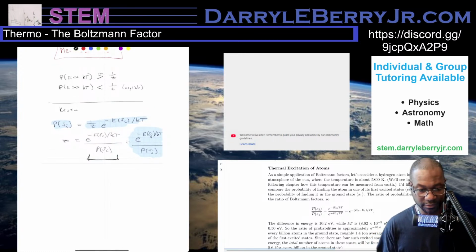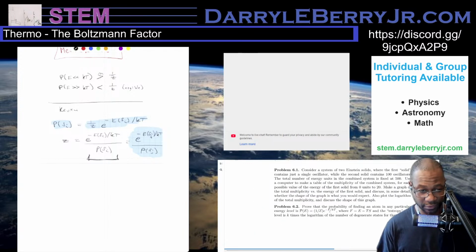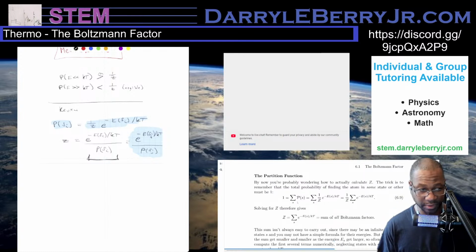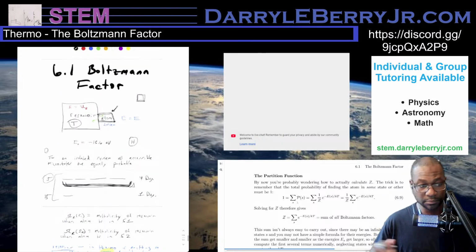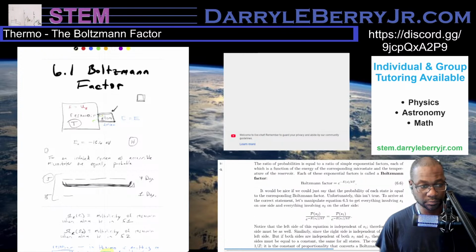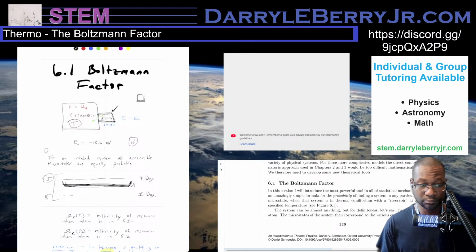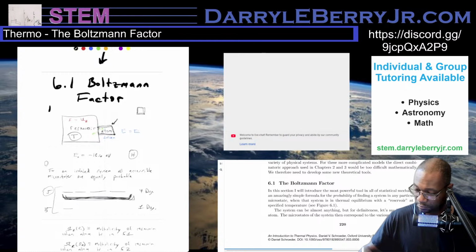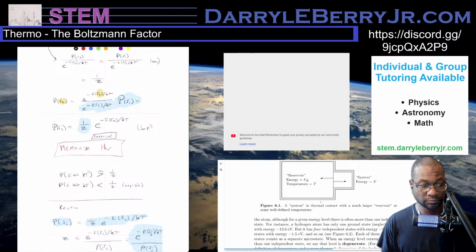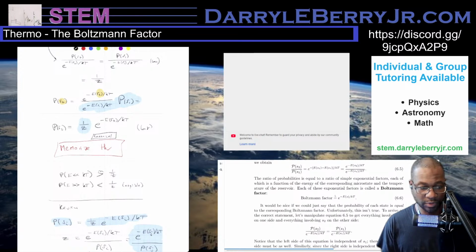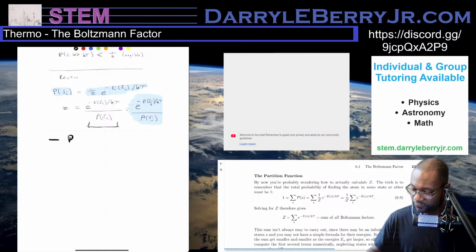So we'll continue with the next section after the last video. It was pretty brief to show the solution of problem 2 because we did that before. And we'll talk about the partition function. This is Section 6.1, Boltzmann factor, a subsection: Partition function.